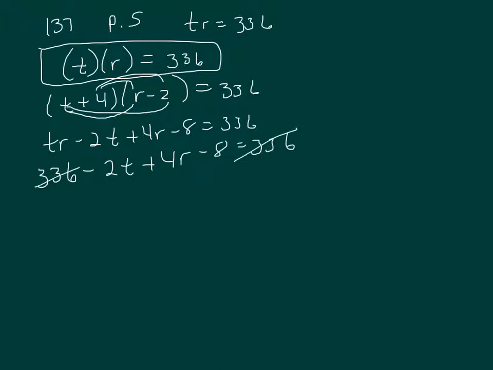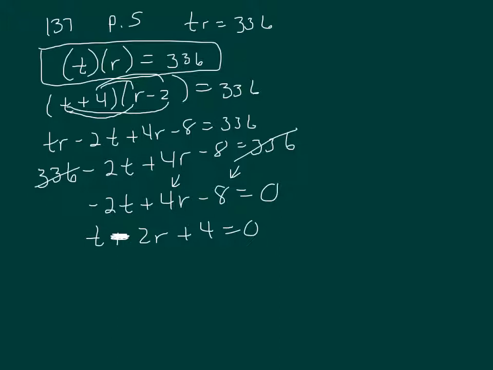Of course, these fall out. And I wouldn't show this step on the GMAT, but I'm going to show it here for explanation. Let's divide everything by negative 2 on both sides to make our coefficients smaller. So that's going to be positive T and then minus 2R plus 4. I've divided everything by negative 2. So that becomes positive. Divide that by negative 2, that becomes negative. Divide a negative by negative becomes positive. Equals 0.